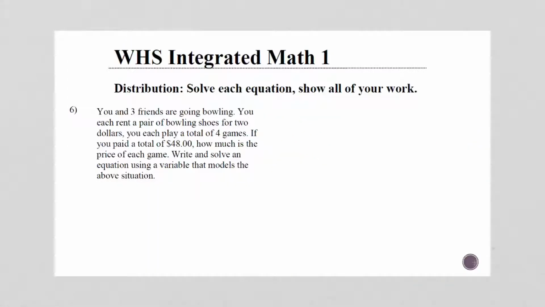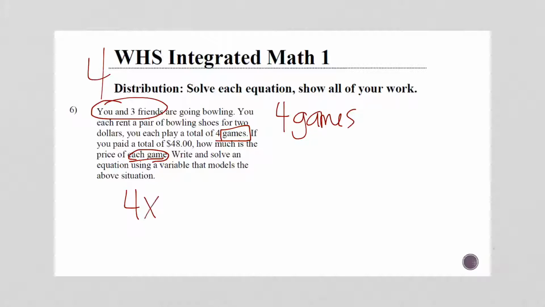Number 6. So for question 6, they're talking about you and 3 friends. That's a total of 4 people. You play 4 games. They want to know how much is each game. So since 4 we know is games, we know it has to have the variable because I need to find the cost of each game. I know it's 4 games, but I don't know how much. So 4 times the price plus each pair of shoes costs $2. So it's $2 4 times because there's 4 people that need to rent shoes.